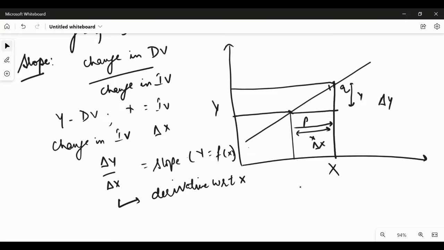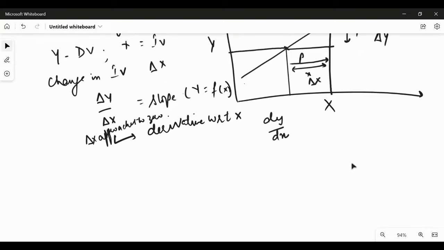So the derivative can be written as delta y by delta x, or I can write it as dy by dx. And ultimately we say that, more precisely, the first derivative of a function is defined as the limit of the ratio delta y by delta x as delta x approaches 0. Zero means toward this side.